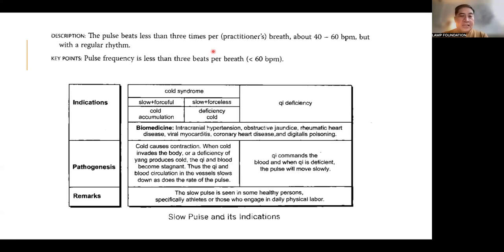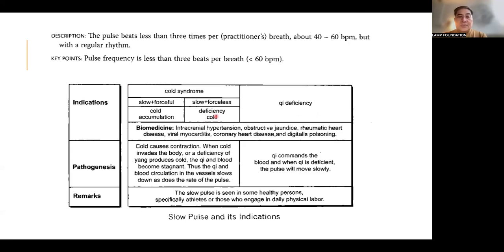The pulse beats less than 3 times per practitioner's breath, about 40 to 60. But earlier we decided that as long as it's below 64, it is considered a slow pulse, but with a regular rhythm. The pulse frequency is less than 3 beats per breath. So the indications: we have two types. If it is slow and forceful, there's cold accumulation. If it is slow and forceless, that's deficiency cold. It can also mean chi deficiency.